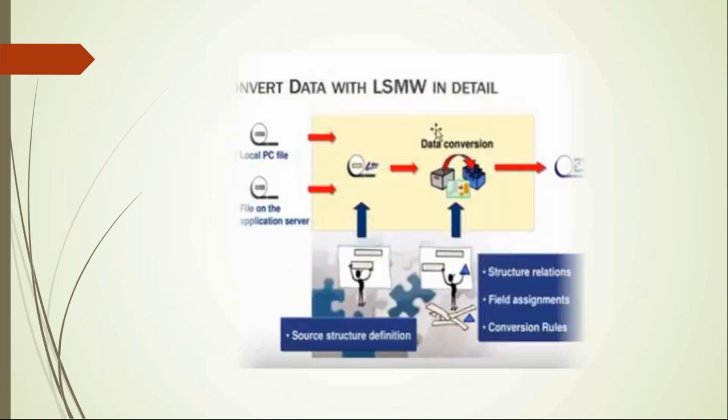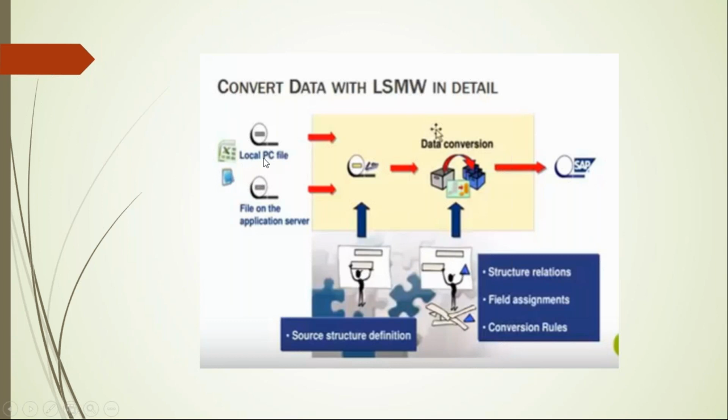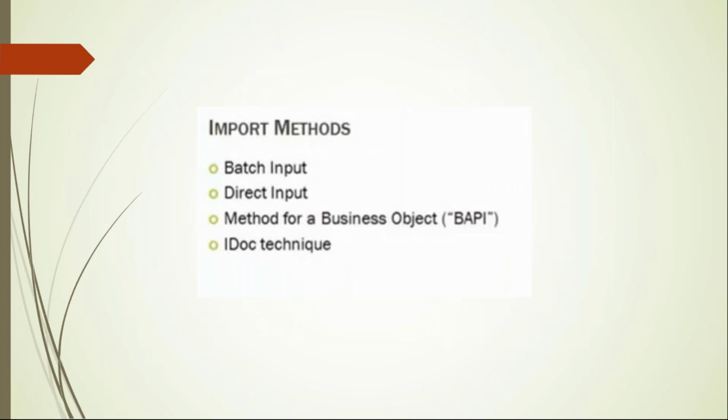This is the process in which we convert data with the LSMW, in detail. We are converting from a local file, either from an Excel sheet or from Notepad, to data conversion data, and then using our structure definition, relations and field assignment conversion rules, we are changing the data conversion to SAP. Okay. And in the next slide, I will tell you the important import methods.